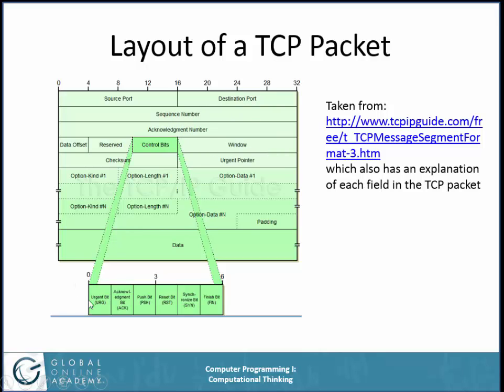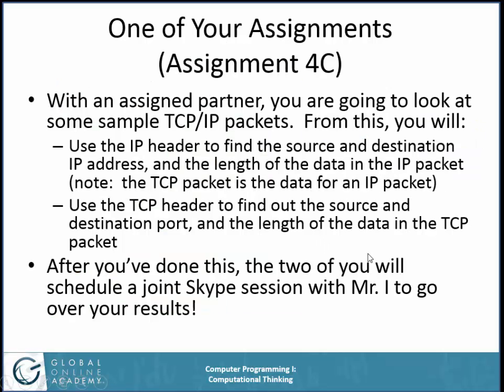It's got some bits in here that tell you if it's an urgent packet, if it's an acknowledgement, if this is a synchronize bit, and so on. This is taken from this website, which explains every one of these fields. You're going to use these in an assignment. I'm giving you one packet that's got IP and TCP together, and you're going to have to tell me source and destination address, source and destination port, sequence number, length of the data, and so on. You're going to have to be able to parse this stuff out.